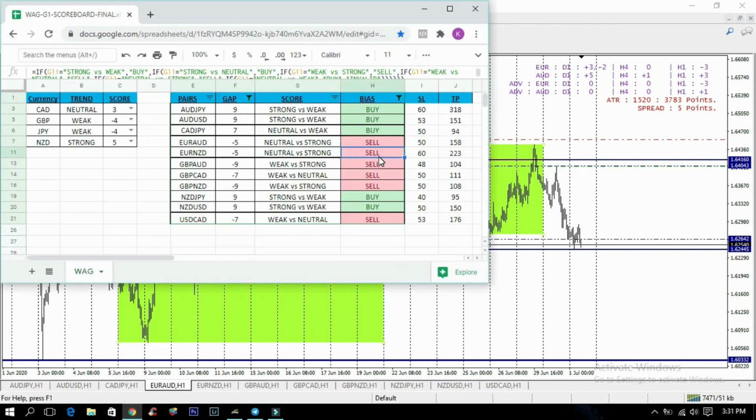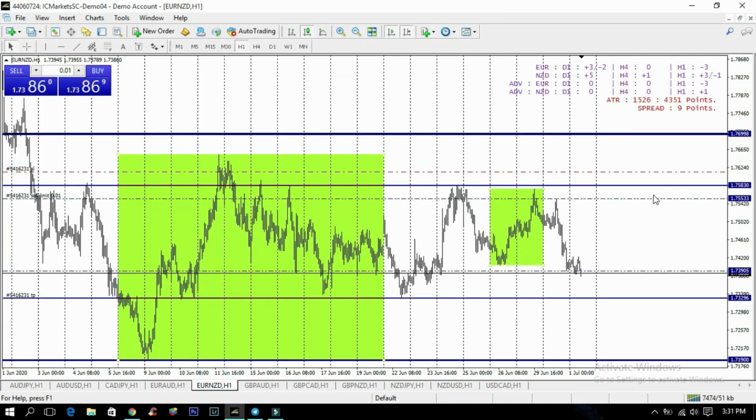Next is Euro NZD. Sell bias ulit. So, set natin dito yung sell limit, TP is around 223 pips, and then yung SL is around 60 pips.